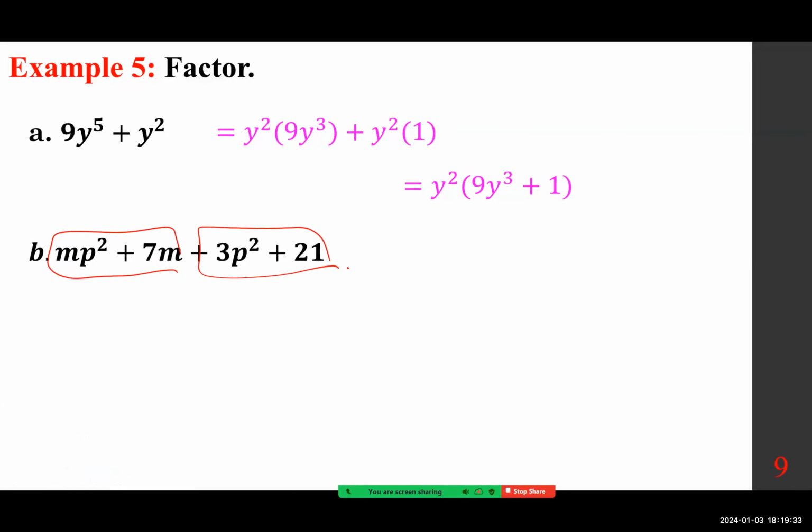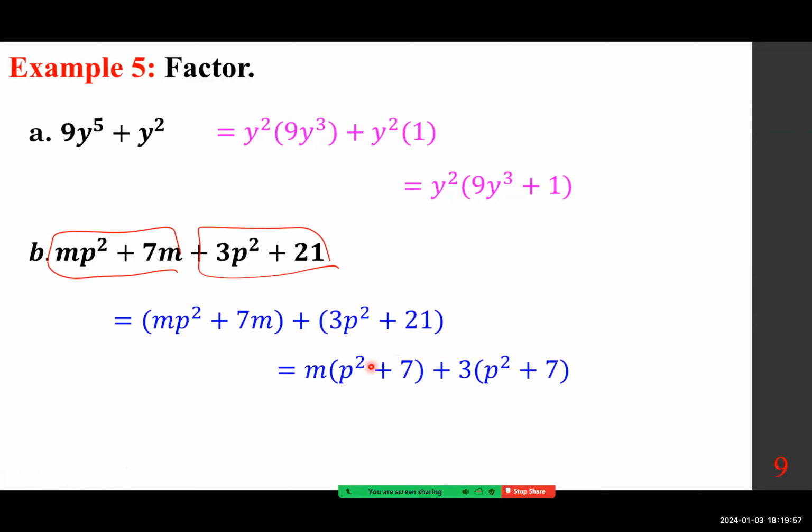and the last two. So when we do that, remember how you know whether you have it right or not: you're looking for a common factor. If we put these two together, we can take out the m, which gives us p squared plus 7. And in this one, we can take out the 3, and it gives us the same p squared plus 7. Because they are the same, we are in good shape. So what do you do? You write p squared plus 7, and whatever is left. From here, m is left, from here plus 3, and you're done. So this was factored by grouping.